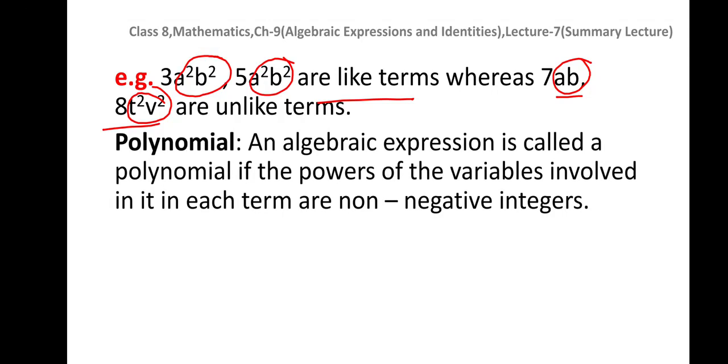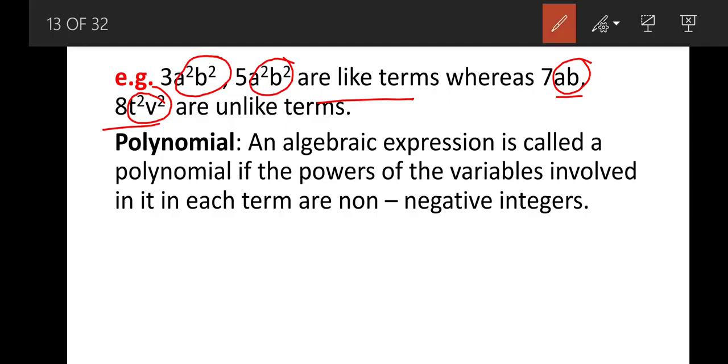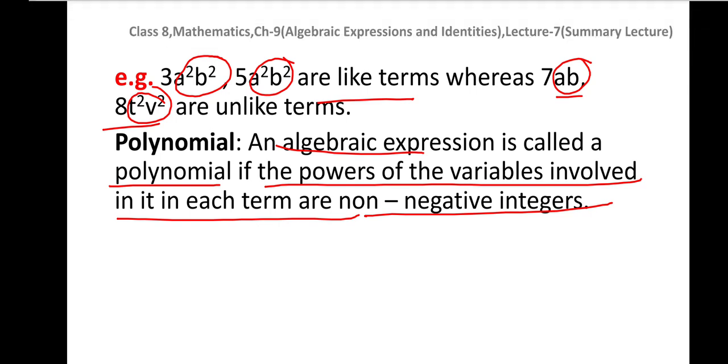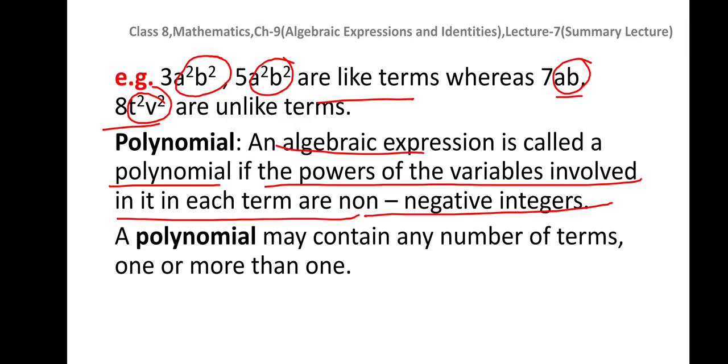Now coming to polynomials. What do you mean by a polynomial? An algebraic expression is called a polynomial if the powers of the variables involved in each term are non-negative integers. Basically, we are supposed to look at the powers of the variables present in every term, and those powers should be non-negative integers. If they are negative integers, then they will not be considered as polynomials. And a polynomial may contain any number of terms. It can be one or more than one.